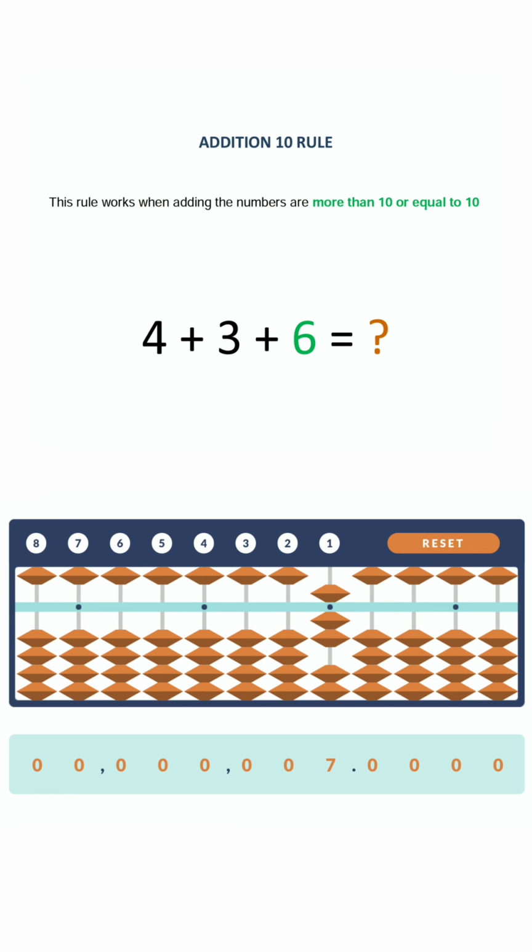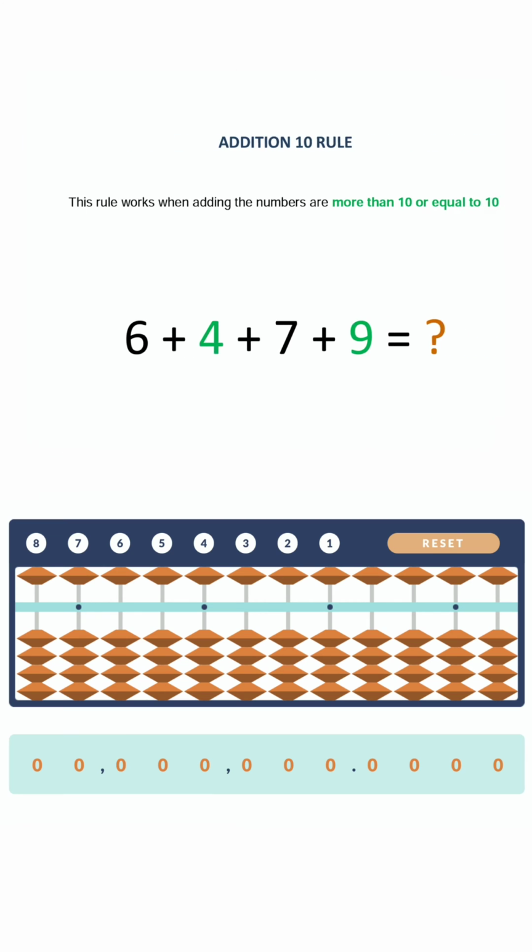Now for the final number, 6. 7 plus 6 is more than 10. So in this case, I have to use the 10 rule. So I'm going to begin like before by adding a 10. And now because I added a 10, I need to take something away. 6 plus 4 equals 10, so I need to take away 4 from the 7. So 7 minus 4 equals 3. And because of that, my final answer is now 13, as you see down below.